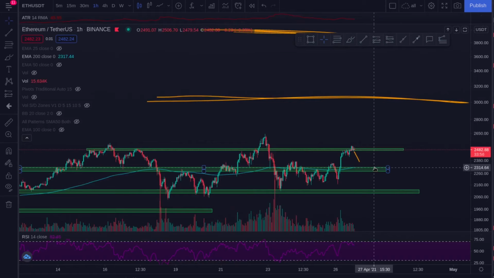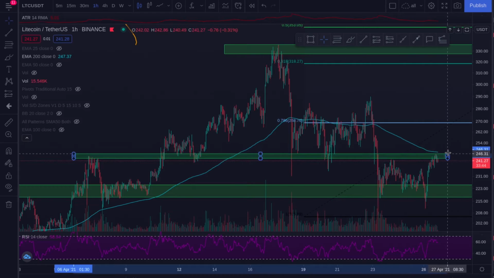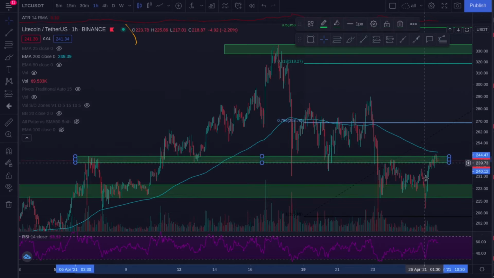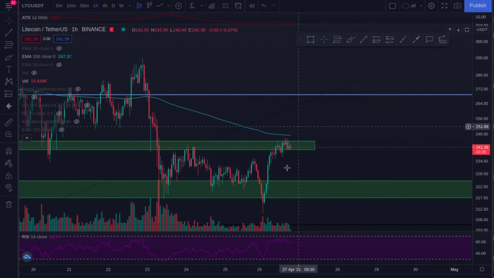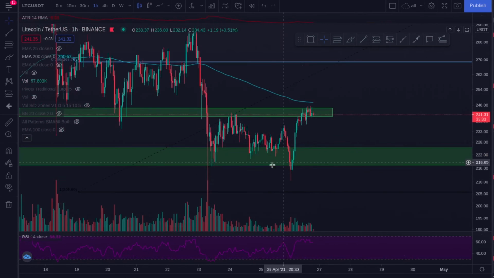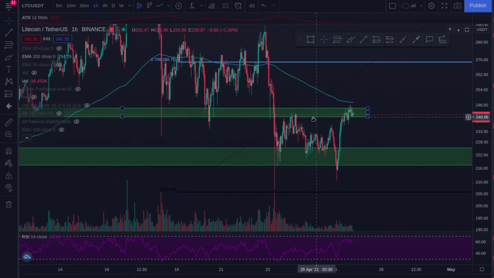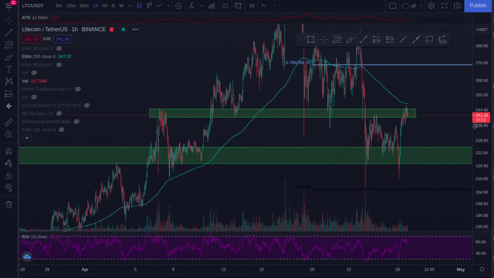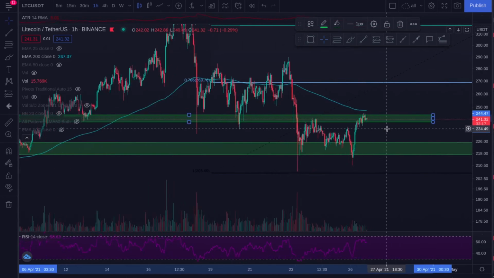Next we have Litecoin. Litecoin is also at an area of interest. We didn't get a clear breakout on this as well. We had this interesting zone, we formed a railway track, and then we kept rising up. So let's see if we can get a cleaner breakout. Expecting a retrace on this as well.